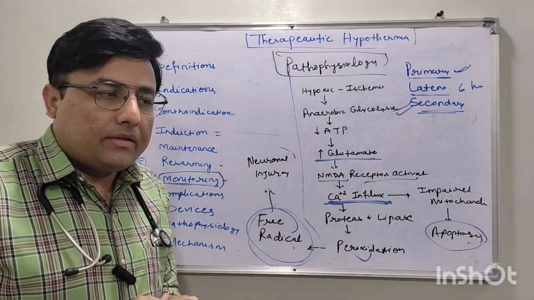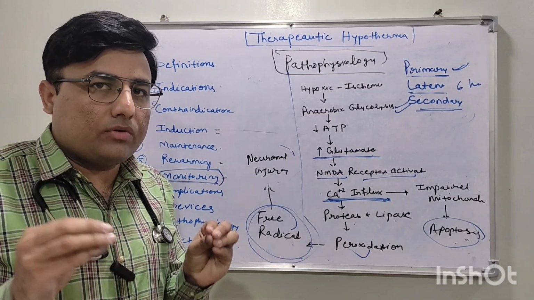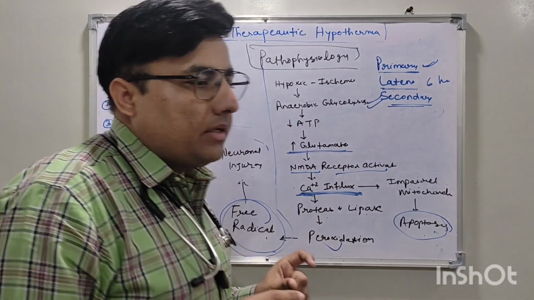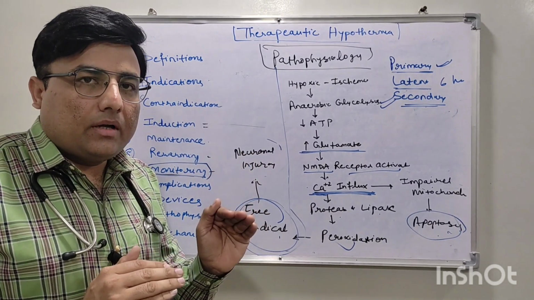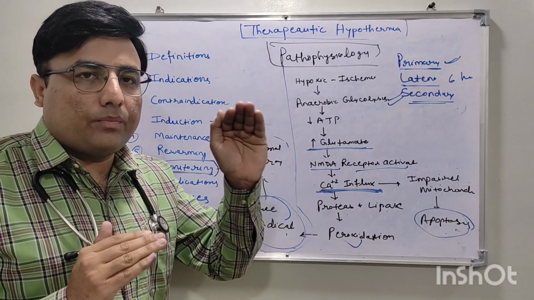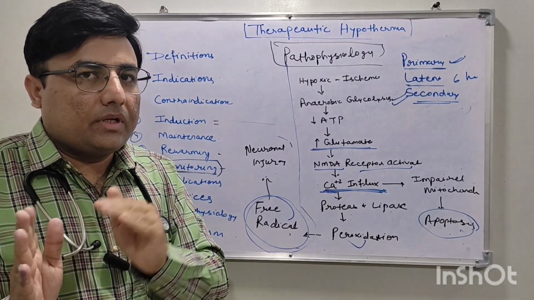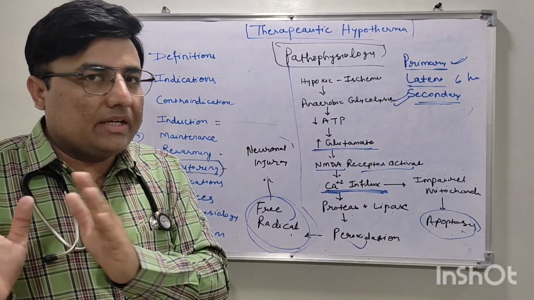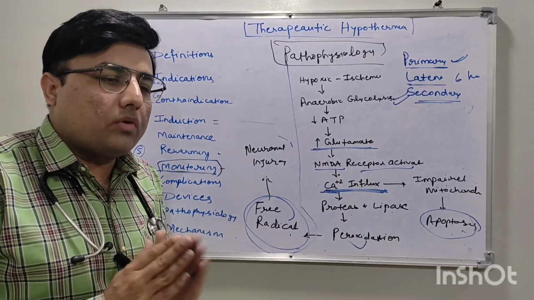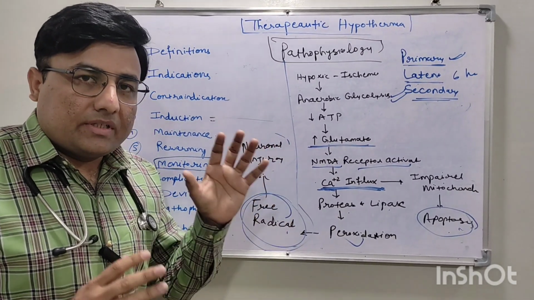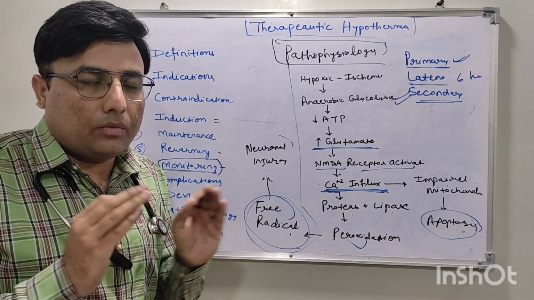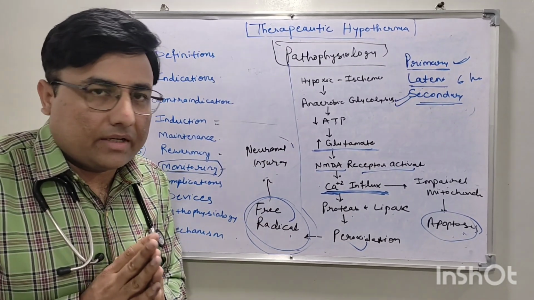Now, in the end, does it really reduce the neurological impairment? Cochrane says that therapeutic hypothermia improves the composite outcome and reduces the risk of death and neurological disability at 18 months of age. According to Cochrane, there is a significant benefit of therapeutic hypothermia in reducing neurodevelopmental disability.